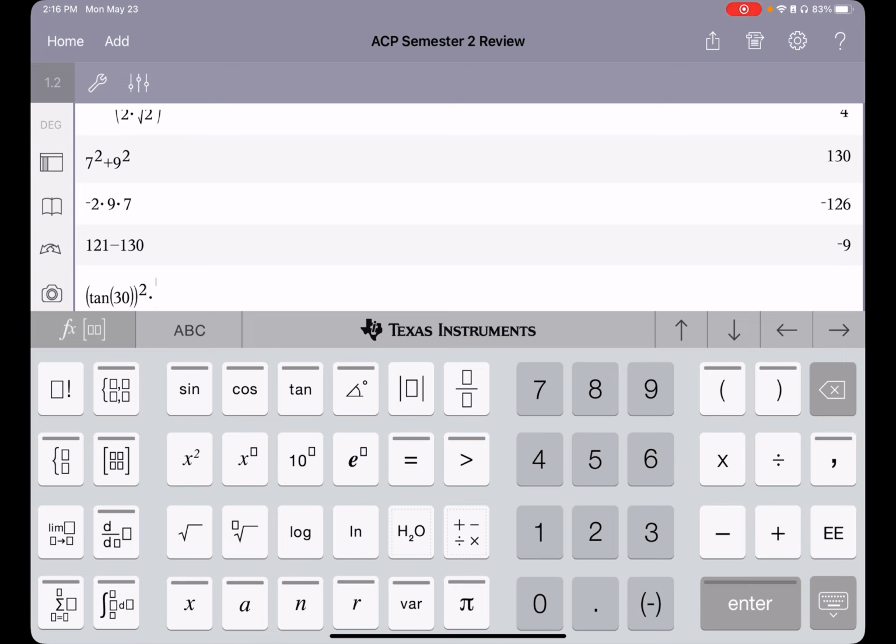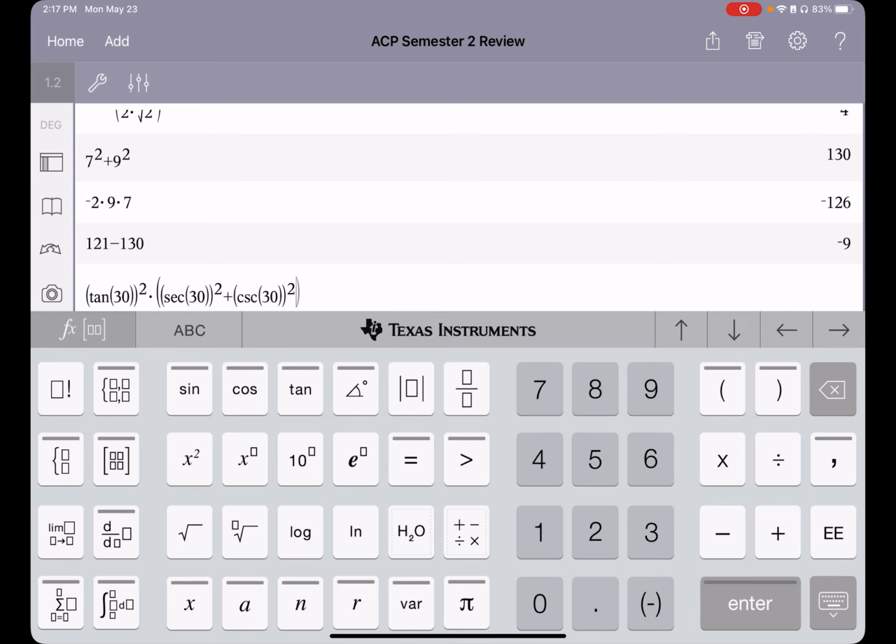Then I'm going to multiply that. I have another set of parentheses. I'm going to put another set of parentheses to put in there secant squared. So I'm going to do secant 30, close parentheses, squared. Plus, open up another set of parentheses, cosecant 30, close parentheses, squared.